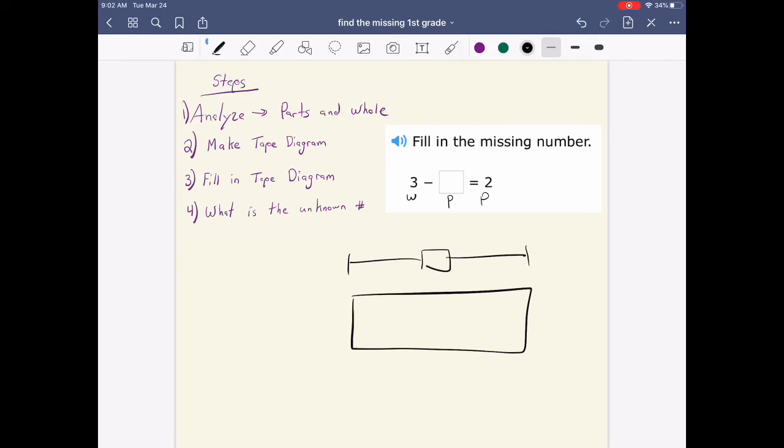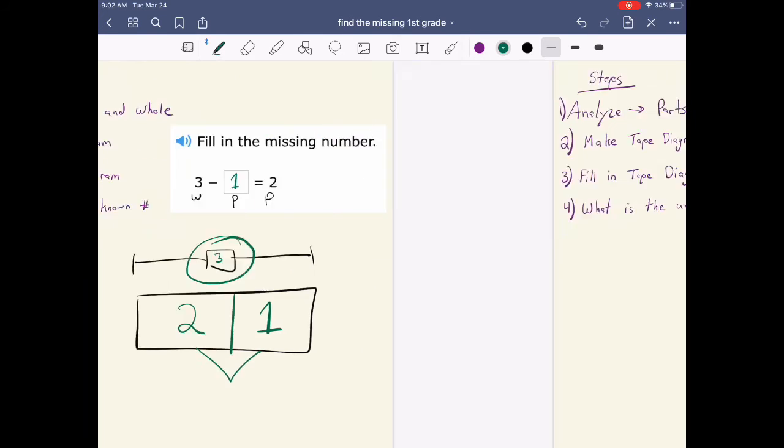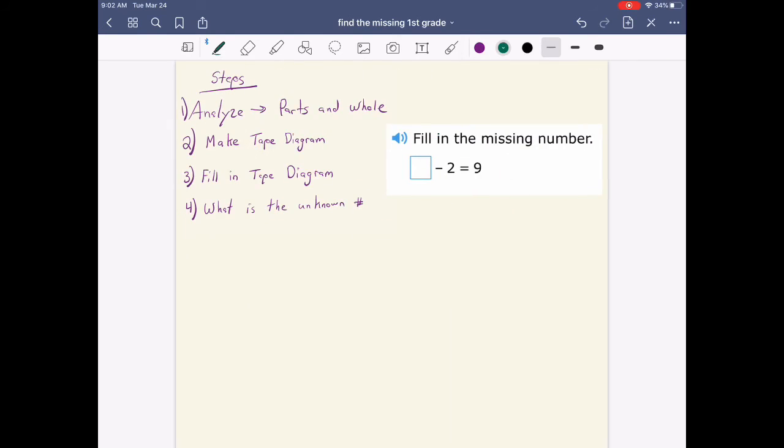Step 3, fill in the tape diagram. Well, you know your whole is 3. You know one of your parts is 2. You just don't know what the other part is. Well, step 4 is what is the unknown? 2 plus what equals 3? 2 plus 1 equals 3. So 3 minus 1 equals 2. And there you go. All right, try this one. Go ahead and pause the video, try it, and we'll see how you do.